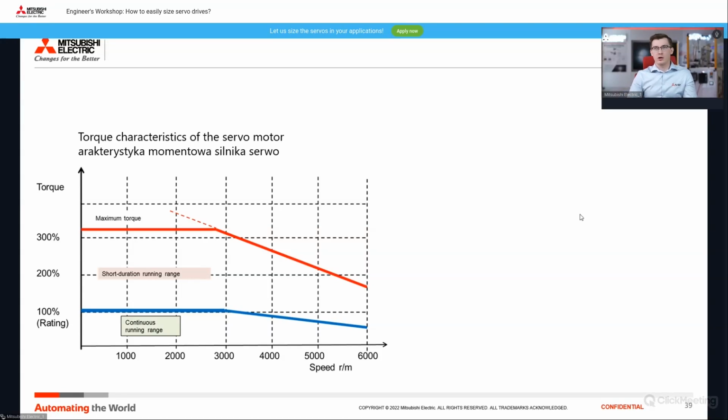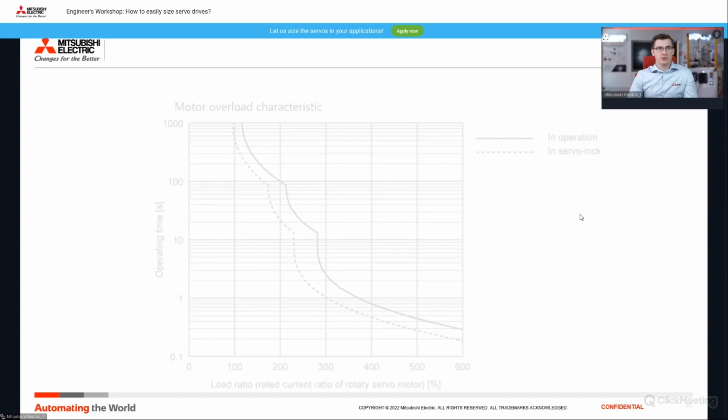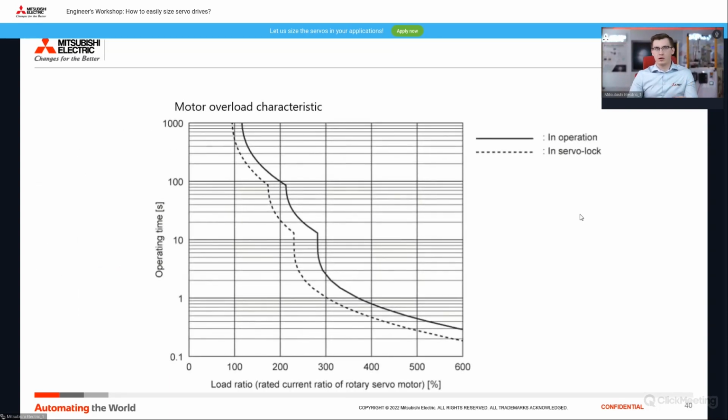So of course you have time limits, and you can always check them in the motor overload characteristic. This is something that, for example, in our company you can find in our documentation. Let's check how long we can drive with 2 times nominal torque. So we are going to 200% up to 100 seconds, so more than 1.5 minutes.